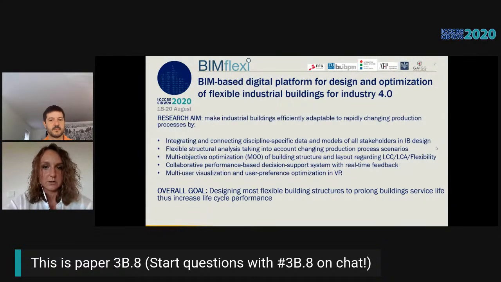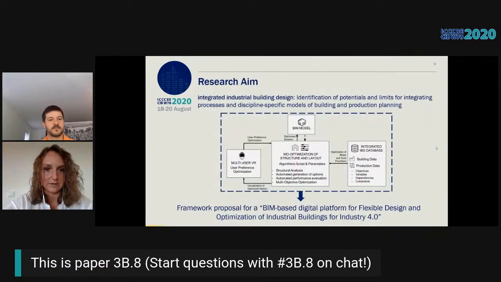And in our research project funded by the Austrian research funding agency, we aim to integrate production process planning into building design. So the overall goal is, as I said, a most flexible building structure to prolong the building service life and to increase life cycle performance.